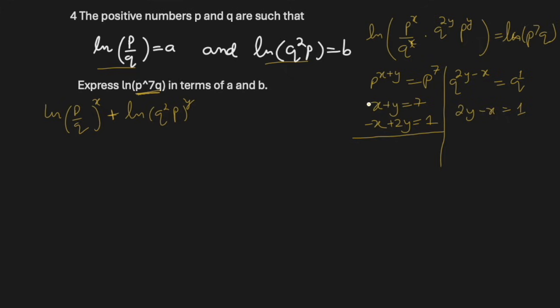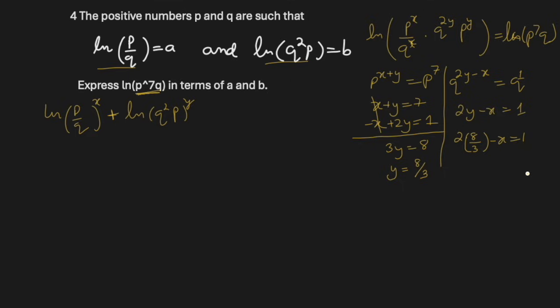So x and minus x, if I add up, cancel out. So it becomes 3y equals 8. So y's value we got is 8 over 3. Now x is not known, y is 8 over 3. And what about x? Let me use this equation here now. So 2 times 8 over 3 minus x equals 1.